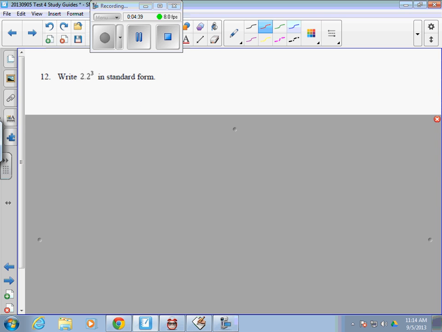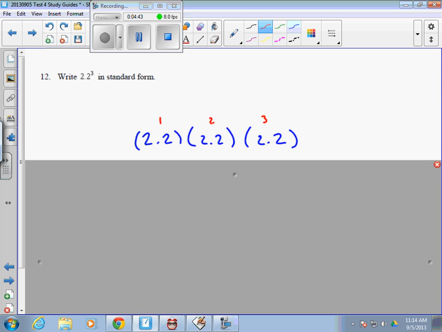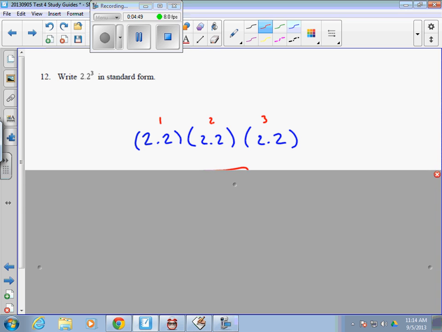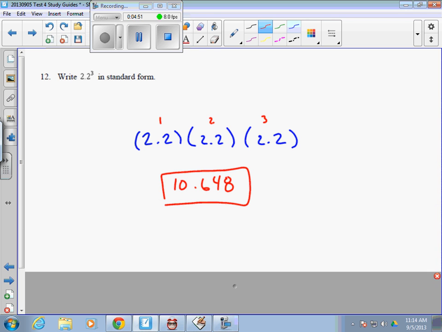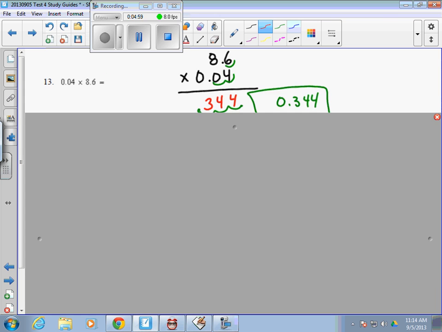It says write 2.2 cubed, or to the 3rd power, in standard form. So 2.2 times itself 3 times. It's not 2, it's 2.2 times itself 3 times. And then when you multiply 2.2 times itself 3 times, you get 10.648.